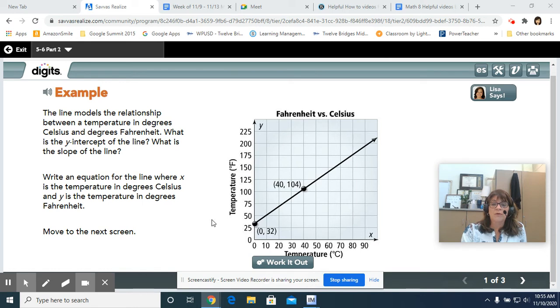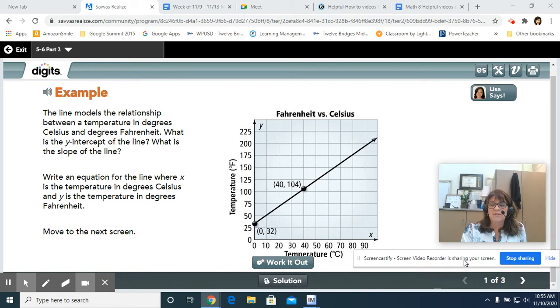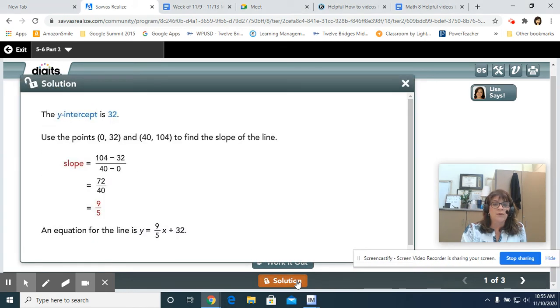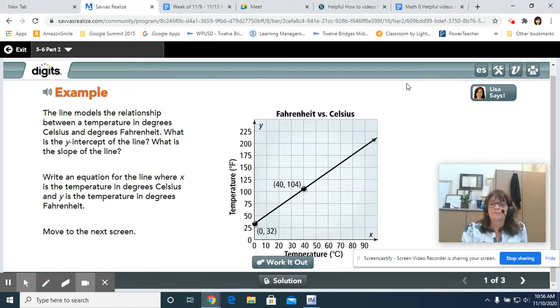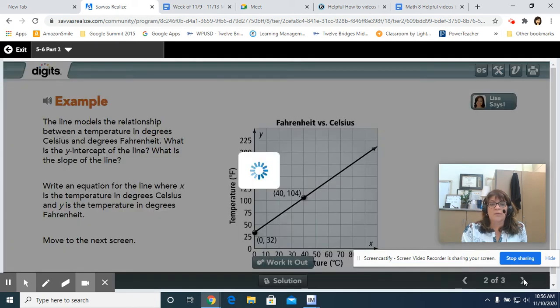to find the slope yourself. Now, let's take a look at the solution, because this isn't really the one I want to do all the way with you guys. Okay, y-intercept is 32. And then using these points, we put them in the formula, and we get 9/5. This is the formula for converting between Celsius and Fahrenheit. Okay, that's how they found out that formula, is they tracked temperatures. Well, let's take a look at another one.